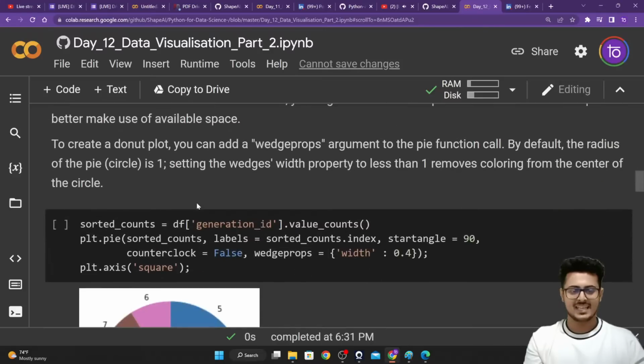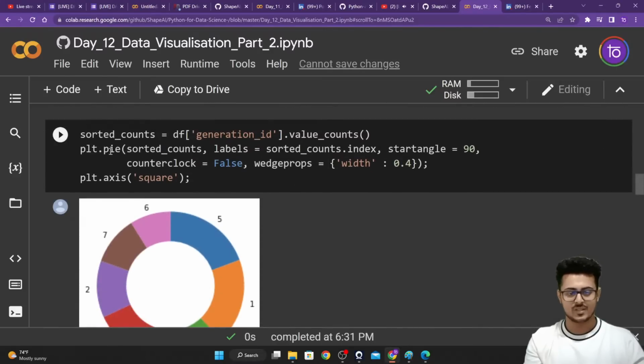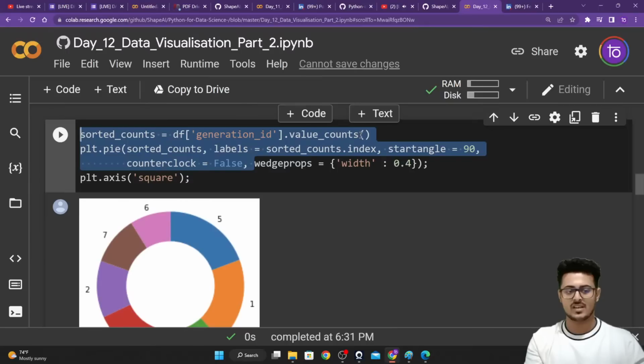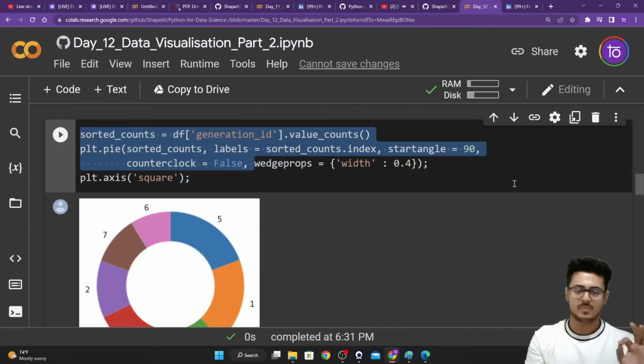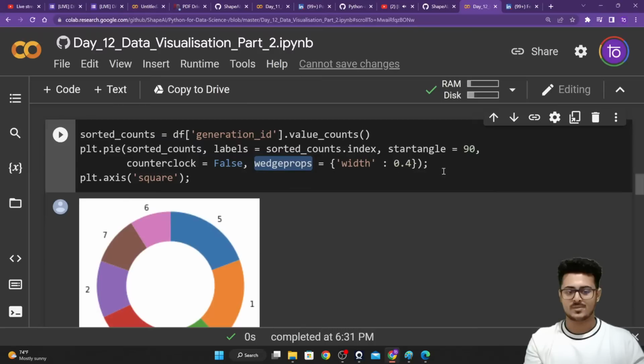To create that, it's pretty simple. You are still going to use the exact same things. Up till here everything is the same. We are not changing anything in the highlighted portion. It's the same code as the pie chart. We are adding another attribute to it that is called wedge props, guys.